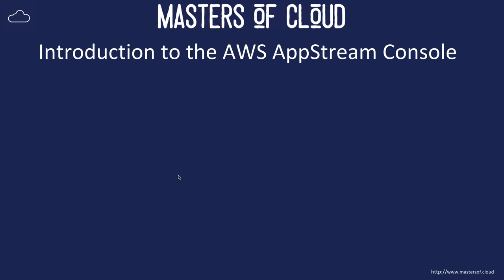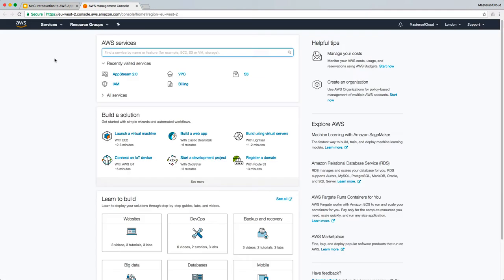In this video we're going to walk through a brief introduction to the AWS AppStream console. If you're familiar with AWS, you'll know that this is the URL to connect to our AWS console, https://console.aws.amazon.com. So let's go and launch that now. It's already got me logged in and it's taken me straight to London.